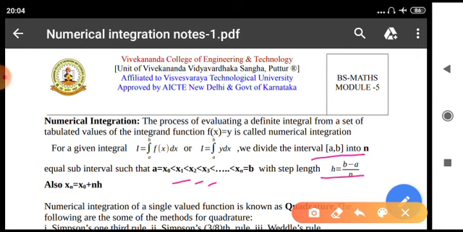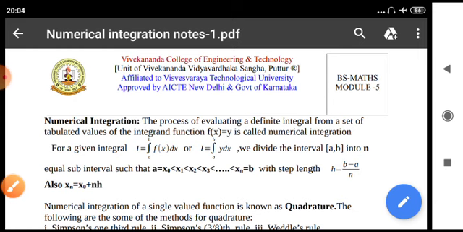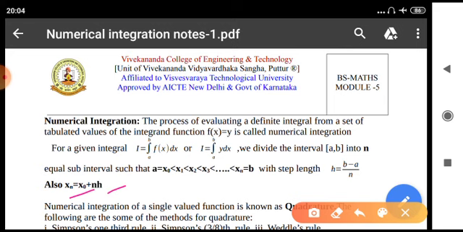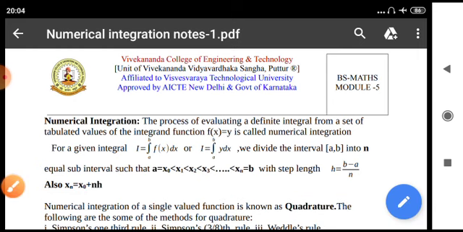Now, xn is given by x0 plus nh. If I want to find x1, then put n equal to 1, and x1 will be x0 plus h. Similarly, x2 will be x0 plus 2h, or the alternate method is x2 equal to x1 plus h. Similarly, x3 we can write as x0 plus 3h, or x3 equal to x2 plus h.